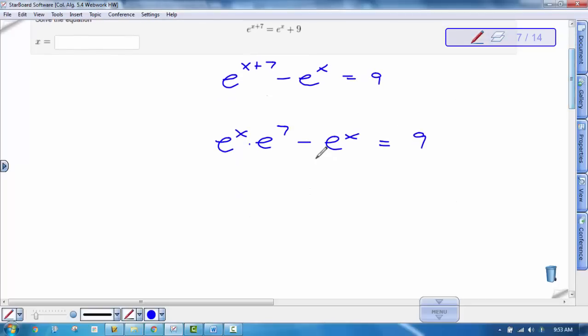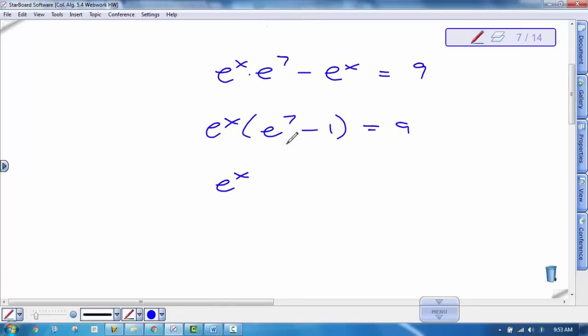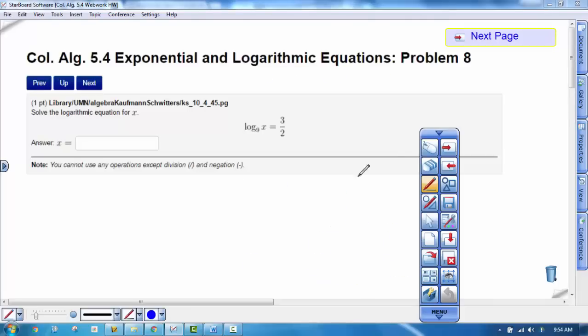When you multiply like bases, you add the exponents, but it's harder to see going this way. But this is the same equation now, and then I can factor out an e to the x, and I have left e to the 7th minus 1 equals 9. And now I can divide both sides by e to the 7th minus 1, this number. It's just a number. And then I can take the natural log of both sides. If I take the natural log of both sides, this is the easiest way. This comes down and I get my answer, which is natural log of 9 over e to the 7th minus 1. This is something you can type in your calculator, or you can enter it in like it is and get the right answer that way.